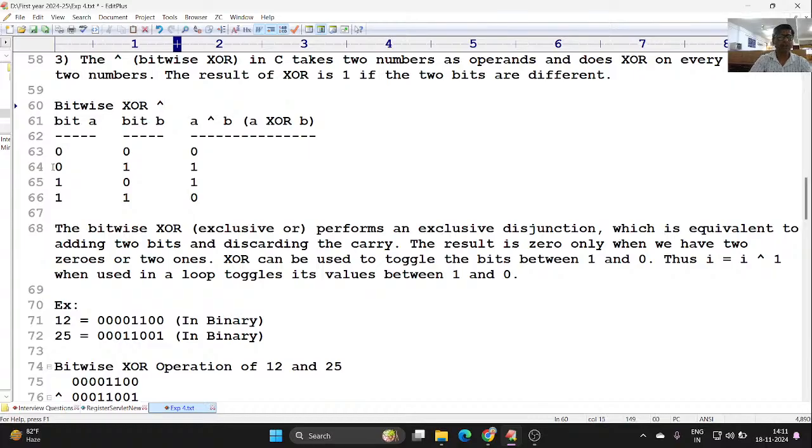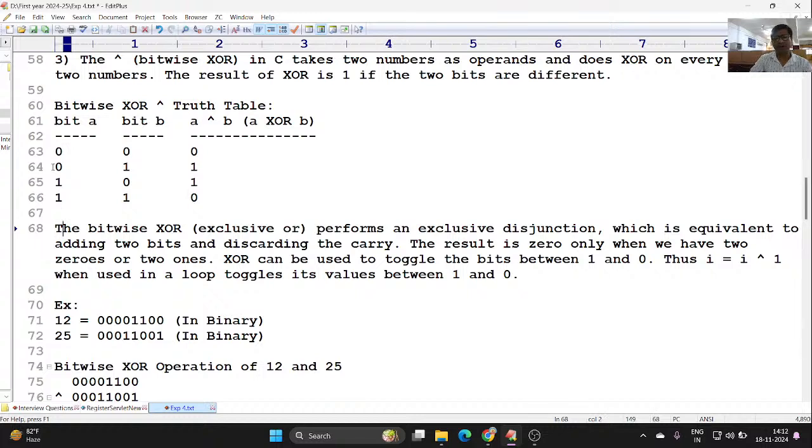Okay, so here you will find the bitwise XOR truth table. Let me add it here. Bit A, bit B, A XOR B. So 0 XOR 0, both bits are the same, you will get 0. Now 0 and 1, both bits are different, you will get 1. Next 1 XOR 0, both bits are different, you will get 1. 1 XOR 1, both bits are the same, you will get 0. Okay, so this is the truth table for bitwise XOR.